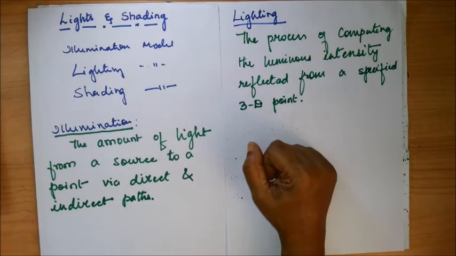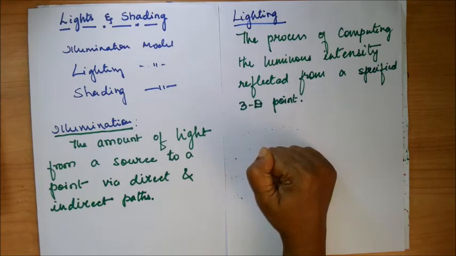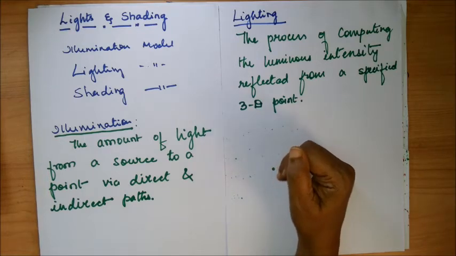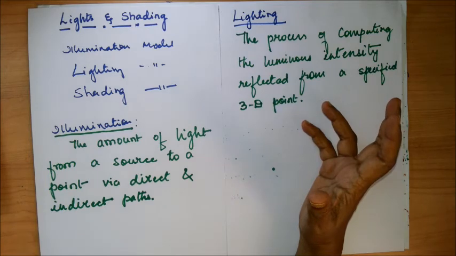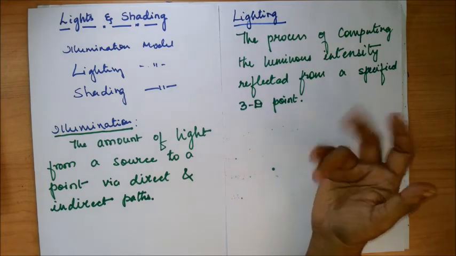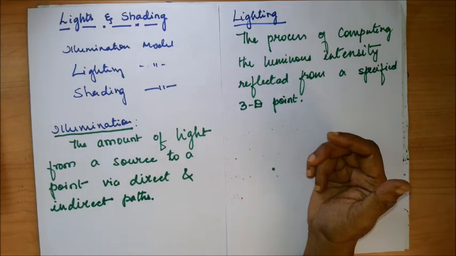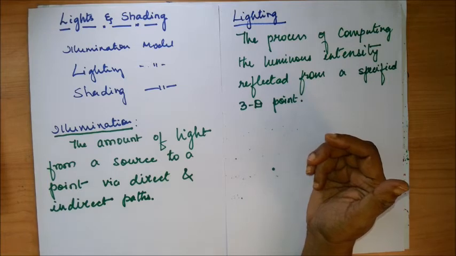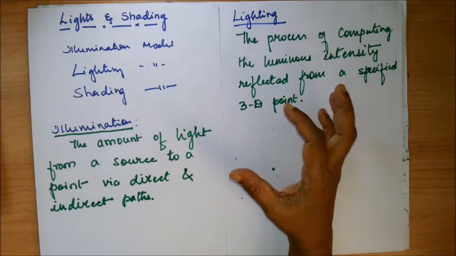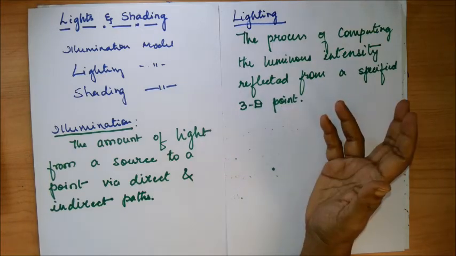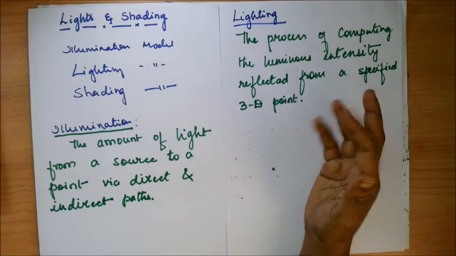As far as lighting is concerned, it is the process of computing the luminous intensity reflected from a specified 3D object. So how much light has fallen on an object and how much of it is reflected plays an important role in what we are actually seeing in a scene. So basically we are trying to imitate a real scene in a computer scene.